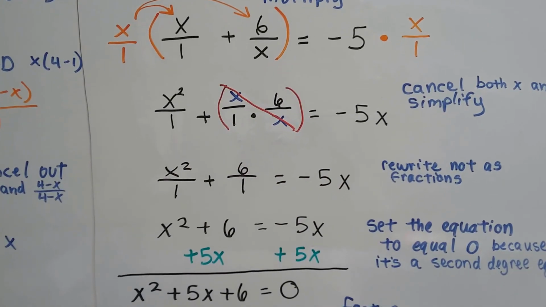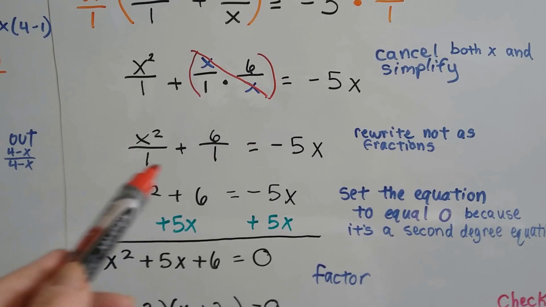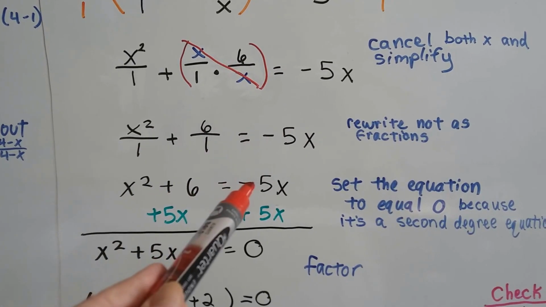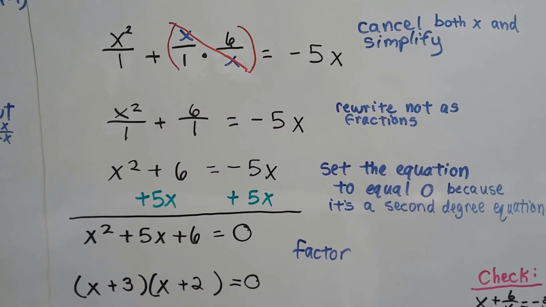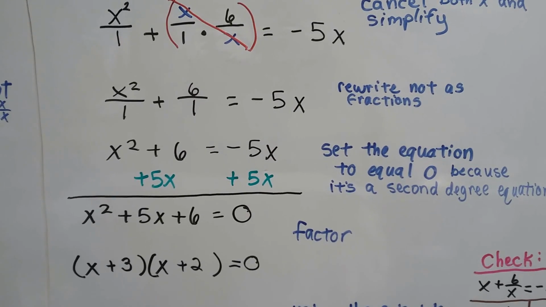See how I did that? And I can rewrite this so it's not a fraction anymore. We can just pull these ones out, can't we? So we've got x squared plus 6 equals negative 5x. Now, this is a second degree equation, so we have to set the equation to equal 0.